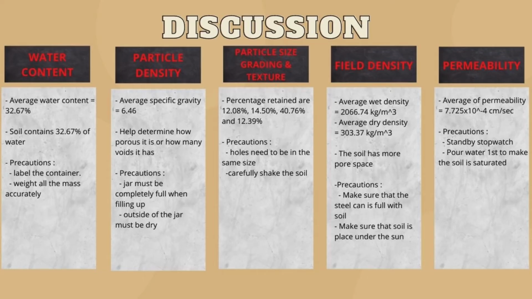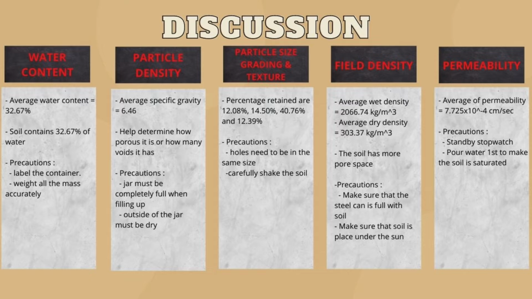Next is the discussion. For the water content test, the average of water content equals 32.67%. This shows that soil contains 32.67% of water. For the precaution, first, label the container to minimize confusion. And the last one is weigh all the mass accurately.